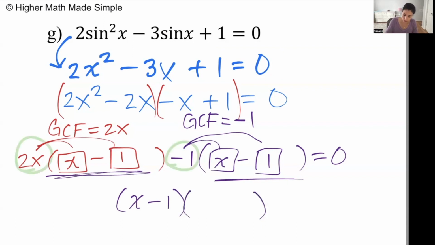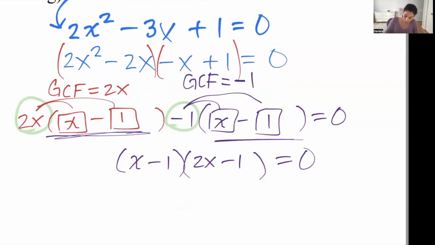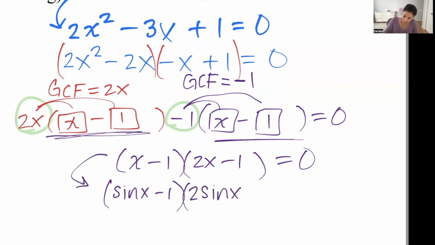The 2x minus 1. Okay, so now, again, we are solving for x. So don't forget this is equal to 0. And also, we are not solving the polynomial equation, we're solving the trig equation. So once you get it into factored form, don't forget to put the signs back. Where you see x, you're going to put sine of x back, right? So this should look like sine of x minus 1. We're converting it back. And then that would be 2 times sine of x minus 1.